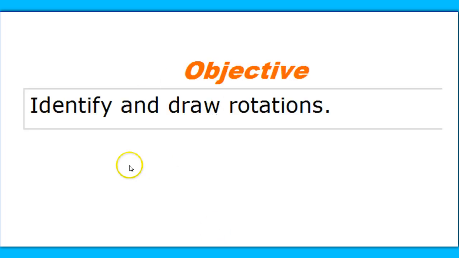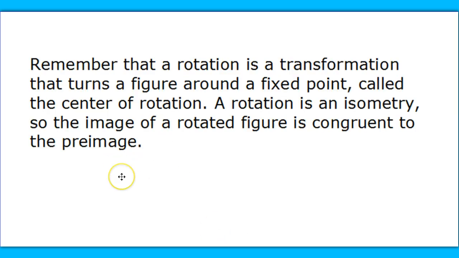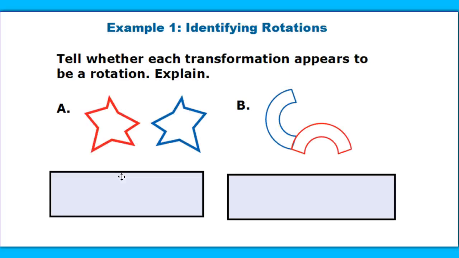So today we're going to identify and draw rotations. So remember that a rotation is a transformation that turns a figure around a fixed point, called the center of rotation. A rotation is an isometry, or a rigid transformation, right? So the image of a rotated figure is congruent to the pre-image. So let's see if these appear to be rotations.